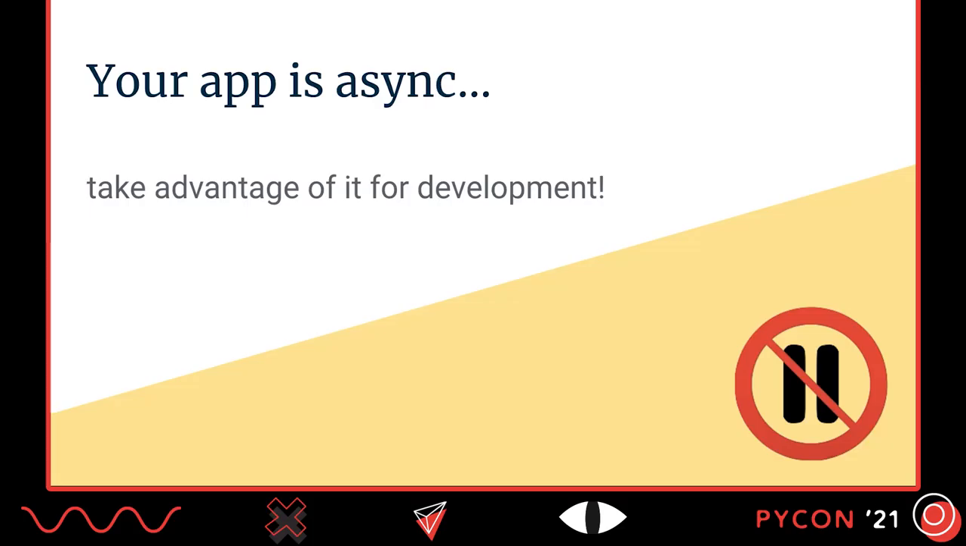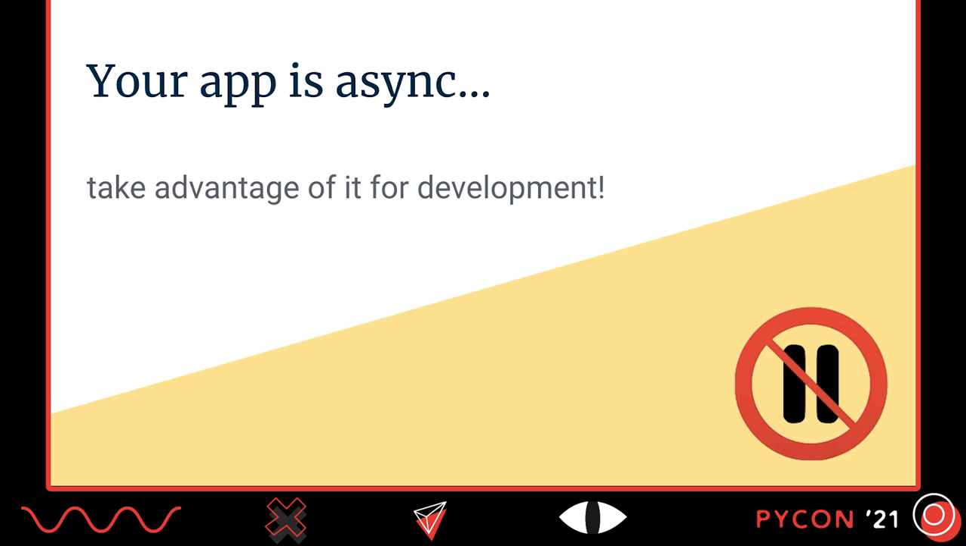Wouldn't it be great if, as developers, we could inspect and modify internal state without pausing our application? If your app is async, this kind of thing is already possible, so let's take advantage of it for development. It's an area that hasn't been explored much.